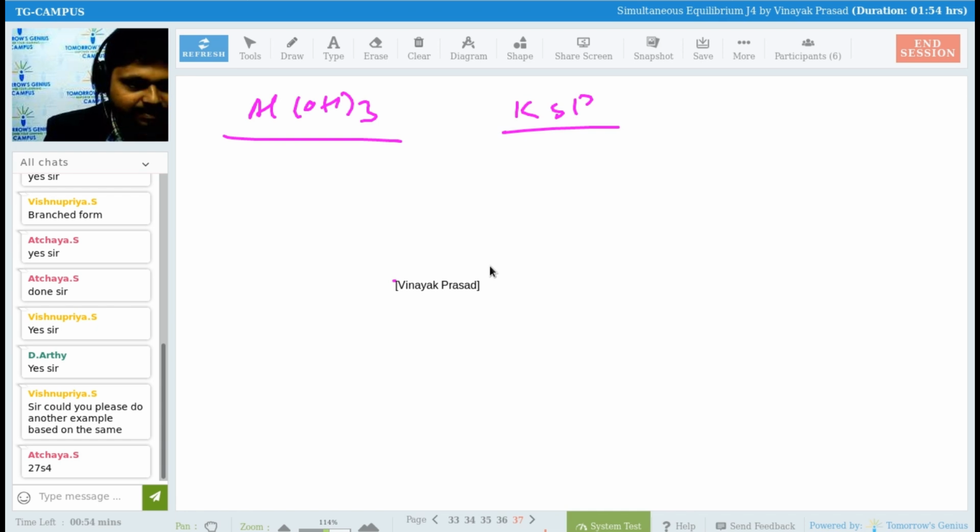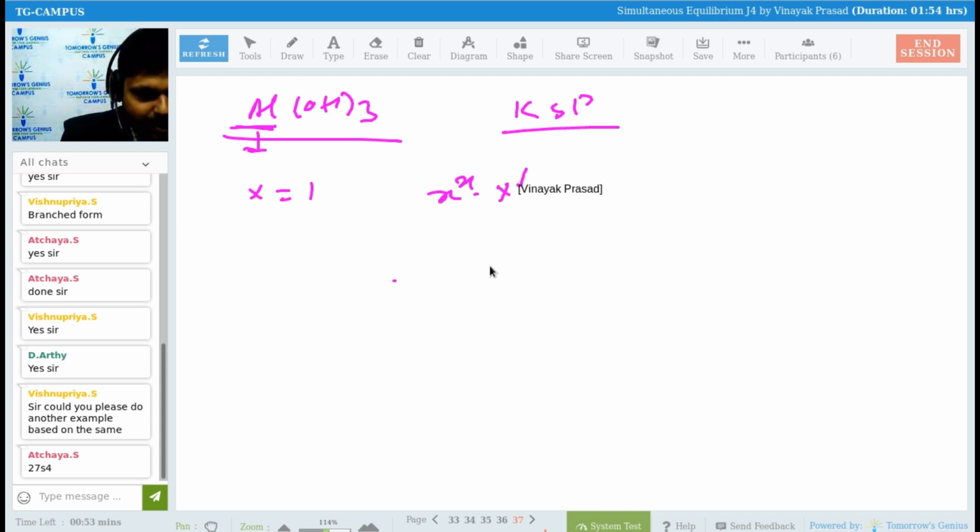How can we solve this question? I have given you one short trick. The short trick is: we have to take x equals 1, and y equals what? See, the formula is x to the power x into y to the power y into s to the power x plus y.